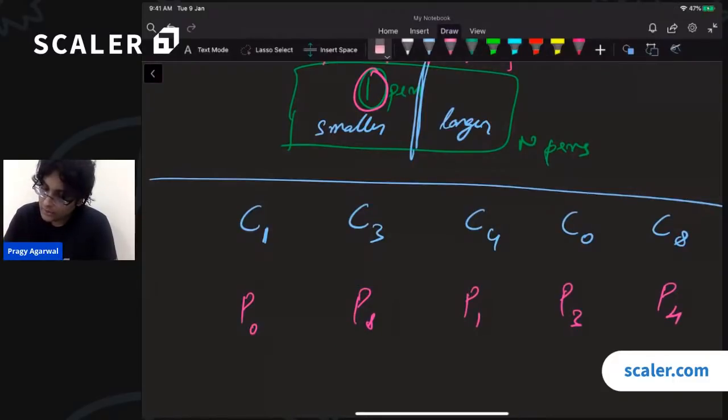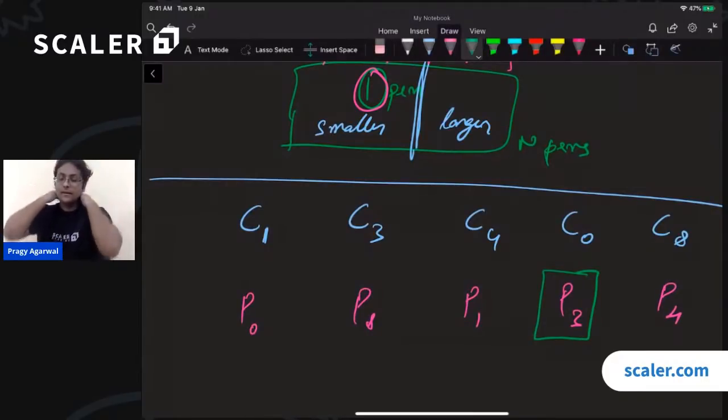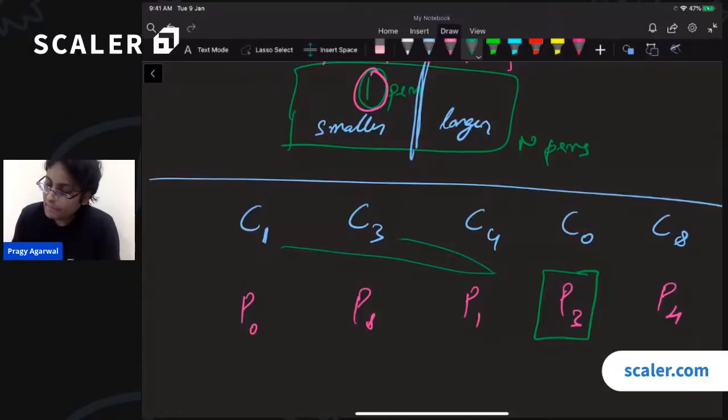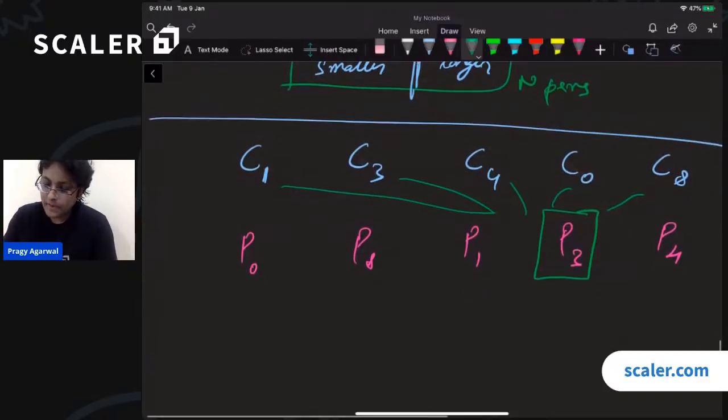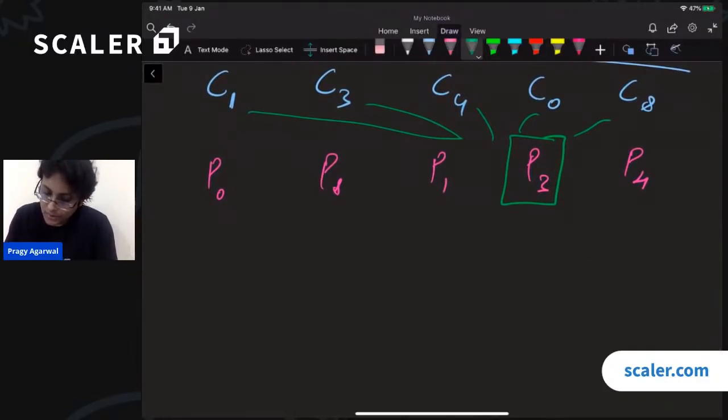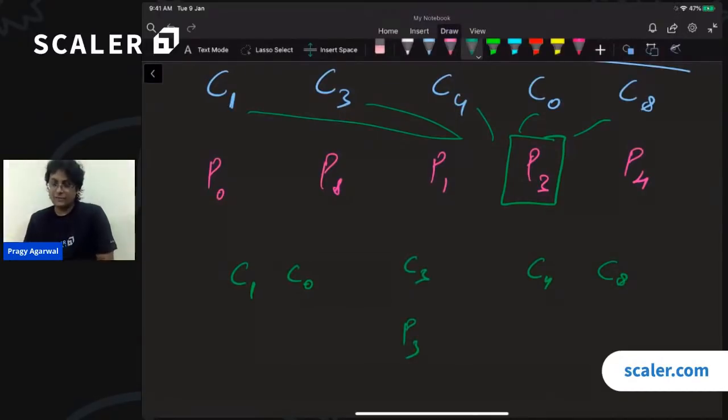Let us suppose that I took this pen. Now what will I do with this pen? I will compare it with all the different caps. Once I compare it, I will get to know that C1 was smaller, C0 was smaller, C4 was too loose, C8 was too loose, and C3 fit perfectly. This information, this segregation, took me n steps.